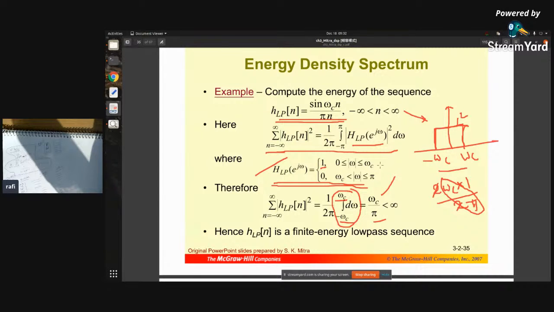In the time domain, sometimes we cannot find energy or some information so easily. Mathematically they are very complicated, but when you go to the frequency domain, by using a few properties, if you have some idea, it is very easy. So now you can very simply find the energy as omega c by pi. So what is the energy spectral density of this signal?